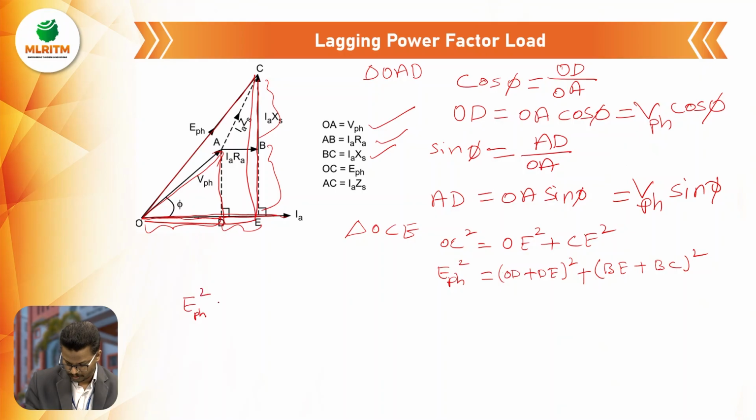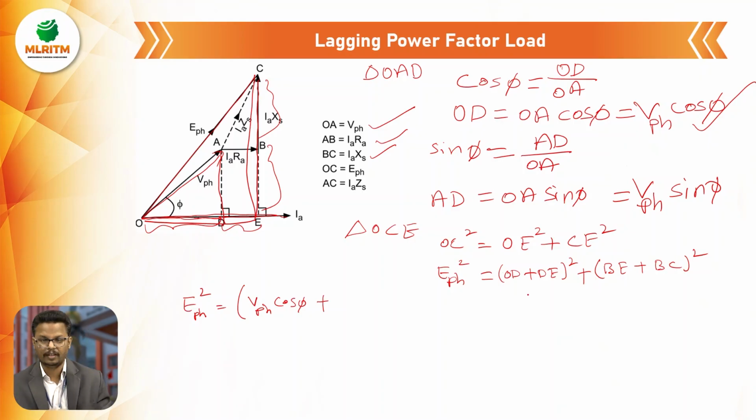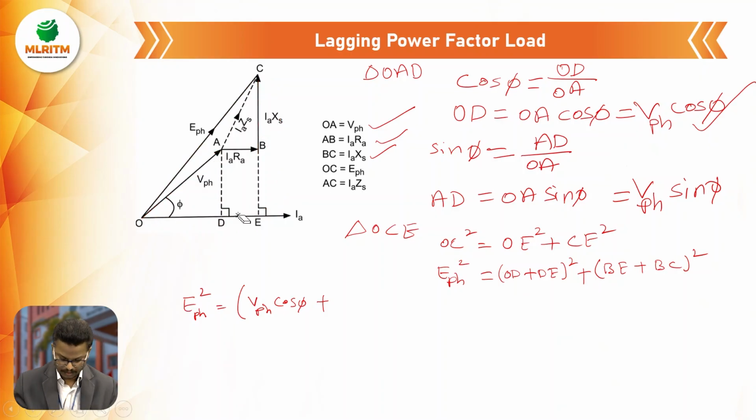So E phase square equals, now OD is V phase cos phi. Next DE. If you observe in the phasor diagram, DE and AB are the same; the distance of line AB and line DE are both the same. AB is represented as IaRa, so DE is also IaRa. So we can write (V phase cos phi plus IaRa) whole square plus, now BE.